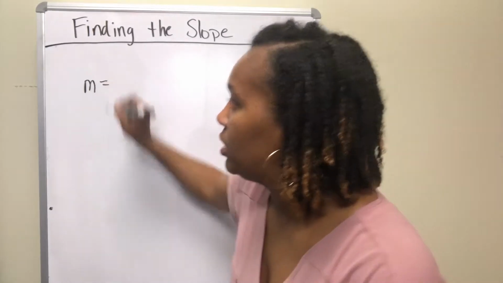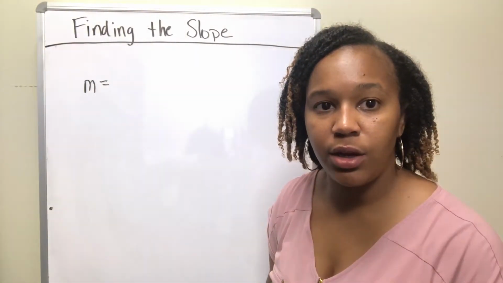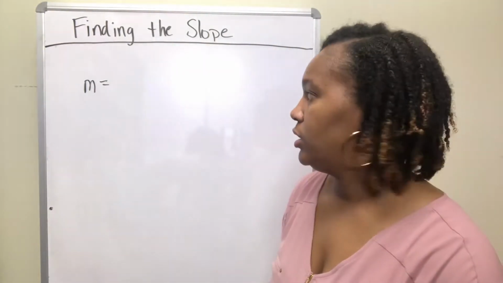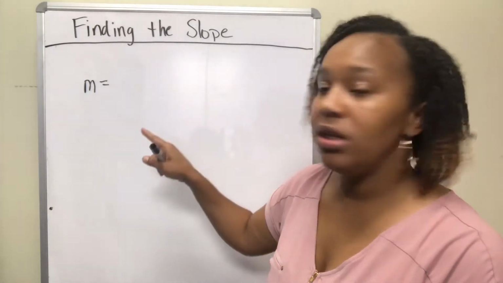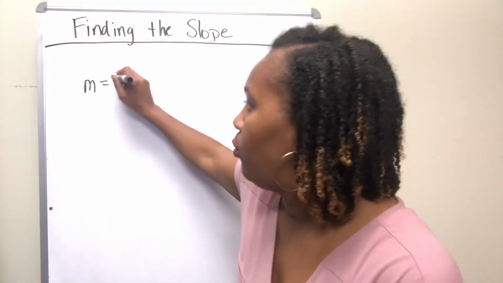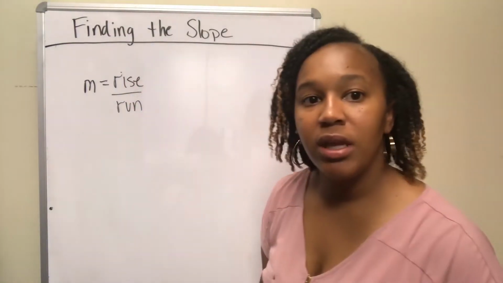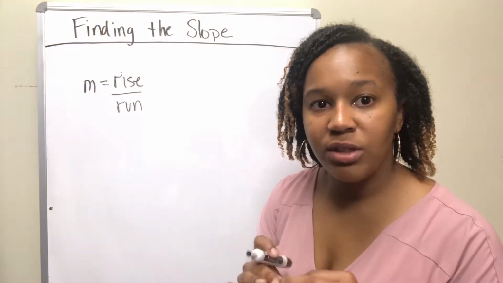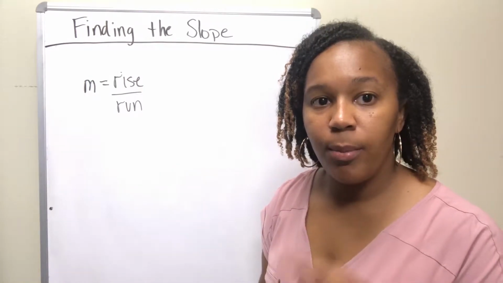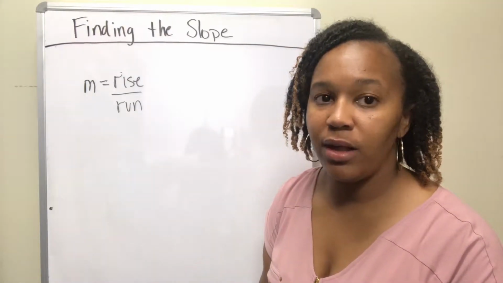So if you watched the previous video about graphing linear equations, then we have been using m to represent the slope. And slope is equal to rise over run. That means how much do I have to rise and how much do I have to run to get from one point to the next. So that's one way of finding the slope.